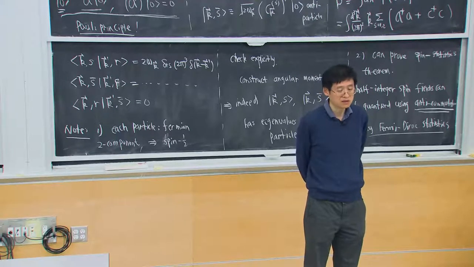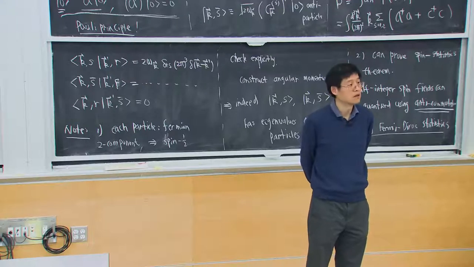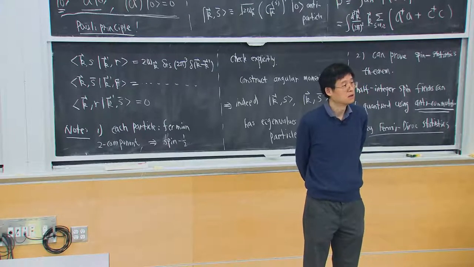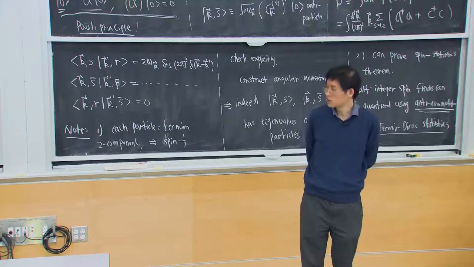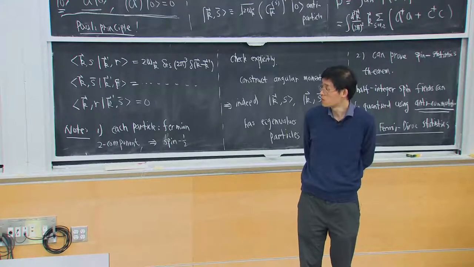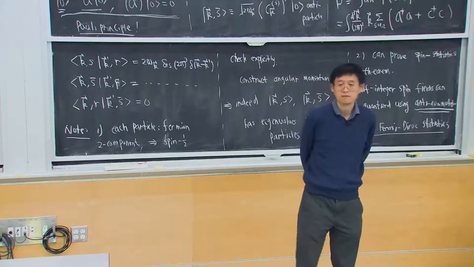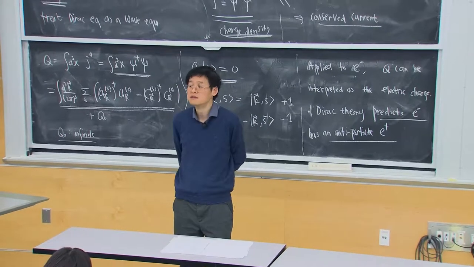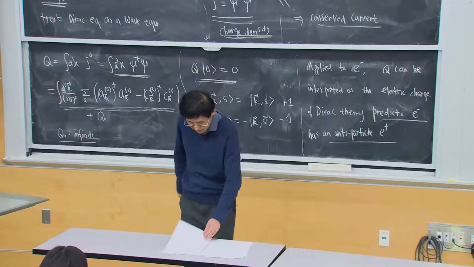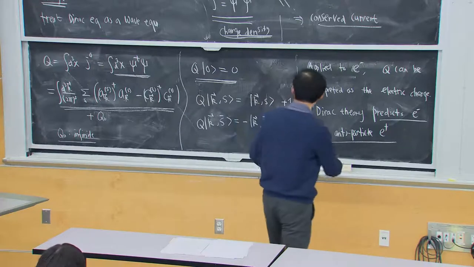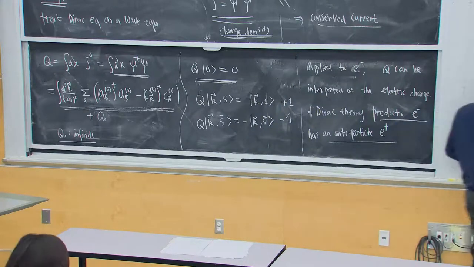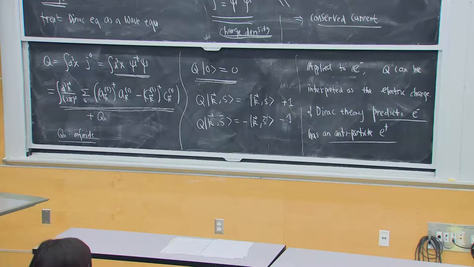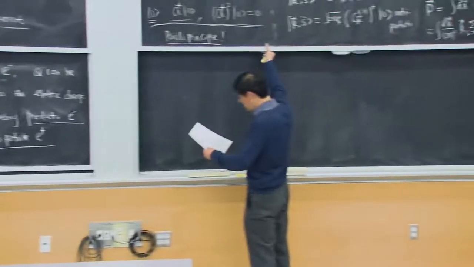A chargeless spin one half particle, that is the Majorana fermion, which we will talk about maybe next lecture. It's built from this framework, but with a little bit more elaboration. Other questions? Good. So now, after talking about this quantization, we can talk about correlation functions of this Dirac field.